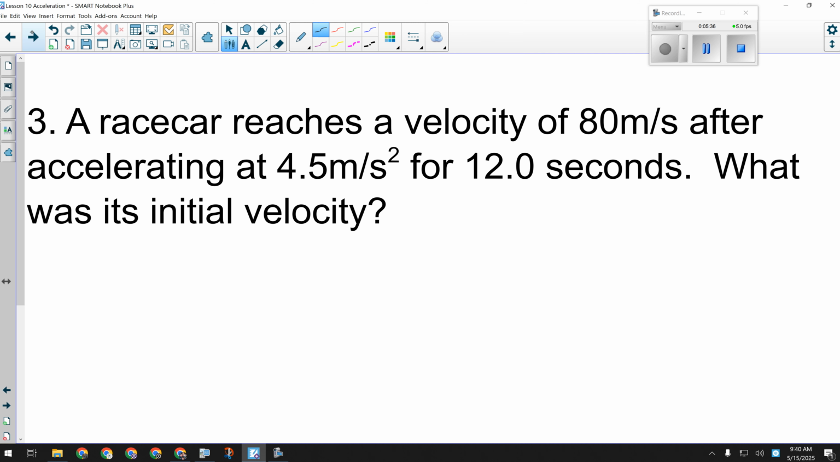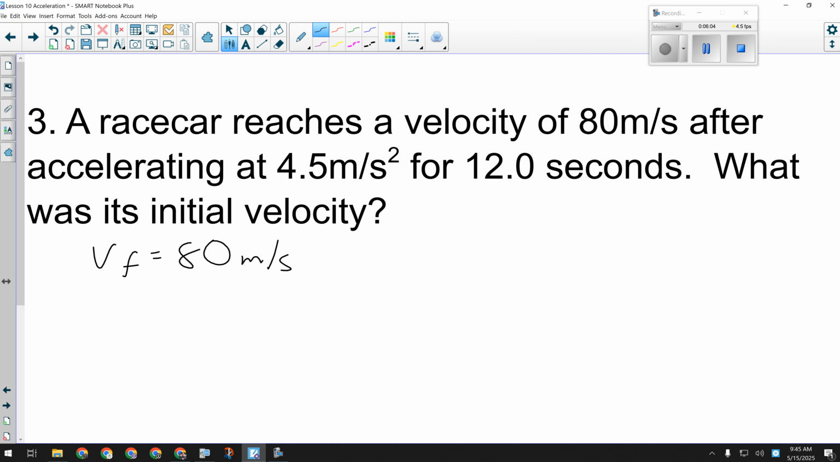Let's try that one. Okay, looking for our initial velocity there. On this one, it says the race car reaches a velocity of 80 meters per second after accelerating. So that 80 meters per second, VI or VF? VF, and it becomes obviously clearer when later in the question it asks, what's VI? So obviously that can't be VI. It's important to read the question to get those kinds of clues.